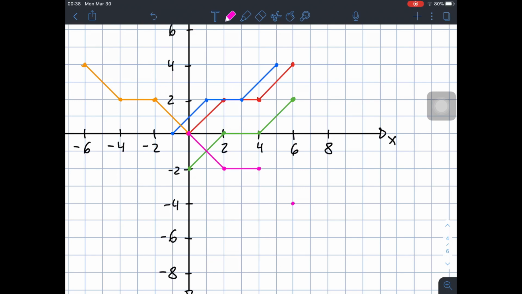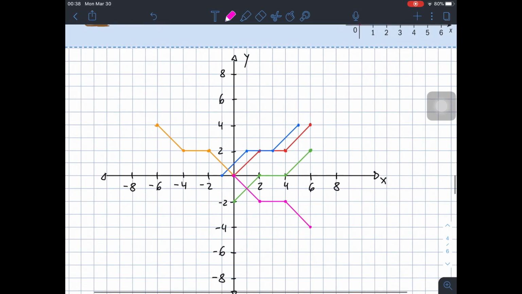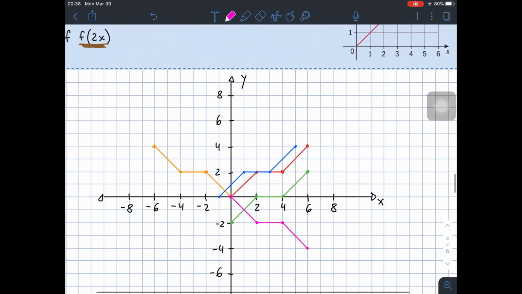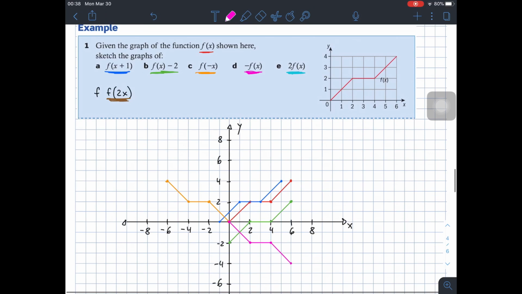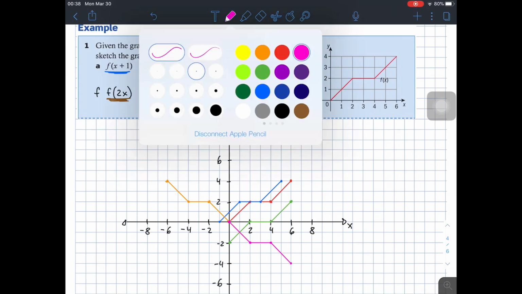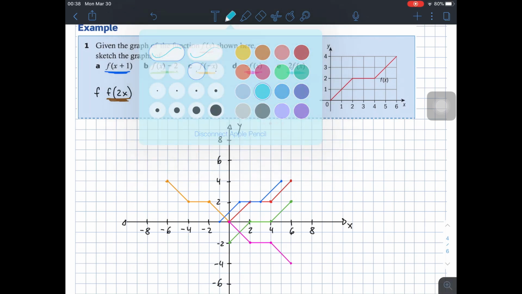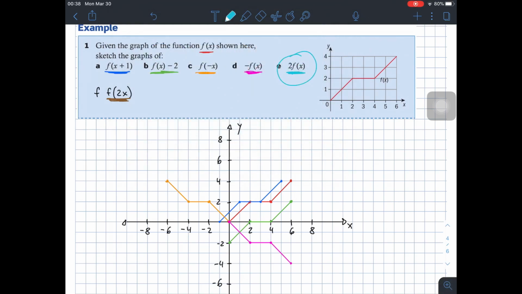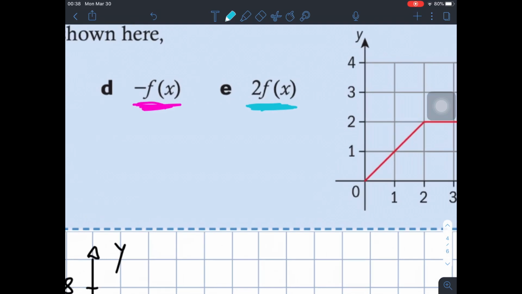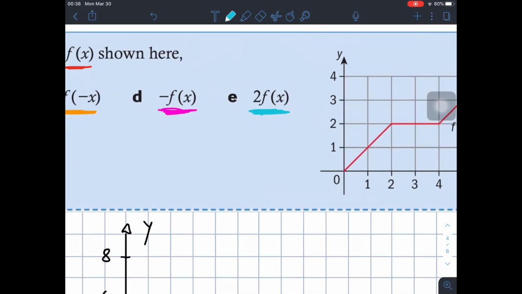If we join these points, we're going to get the graph, which has this same shape, but now it's reflected with respect to the x-axis, okay? The x-axis acts as a mirror here. Okay, then part E. I don't know what color I used there. This one. It says 2f of x.